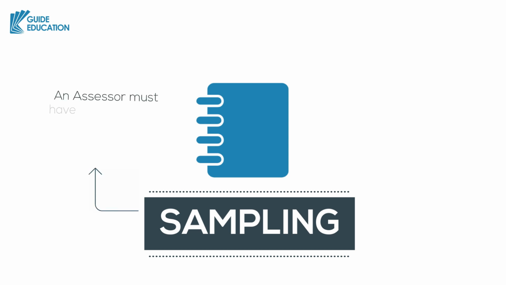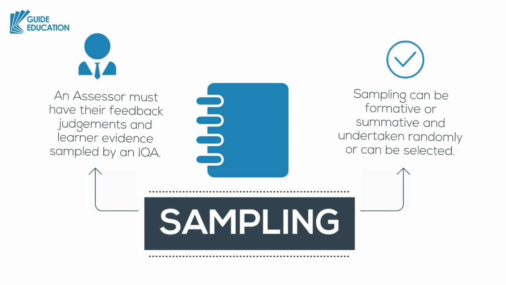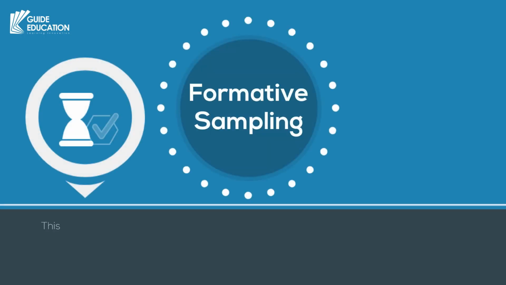An assessor must have their feedback judgments and learner evidence sampled by an IQA. The IQA will consider the assessment feedback given to the learner by the assessor. Sampling can be formative or summative and undertaken randomly or can be selected. Formative sampling. This is undertaken throughout the duration of a qualification.